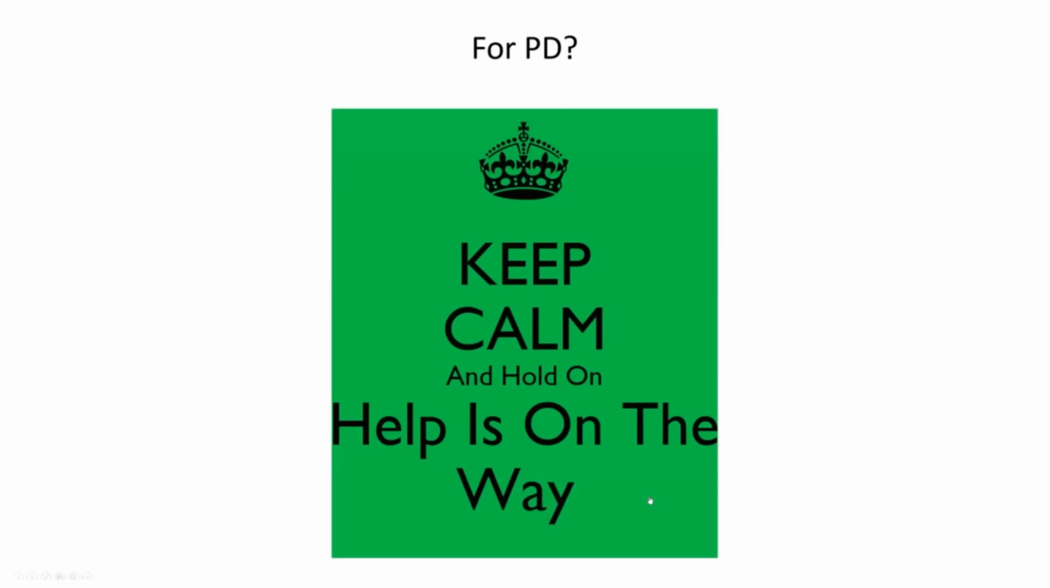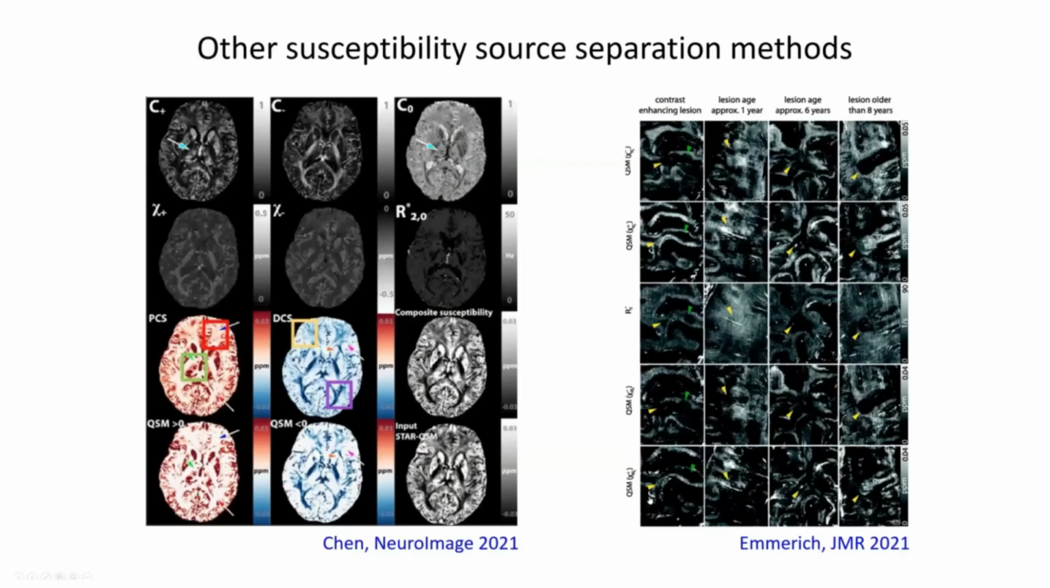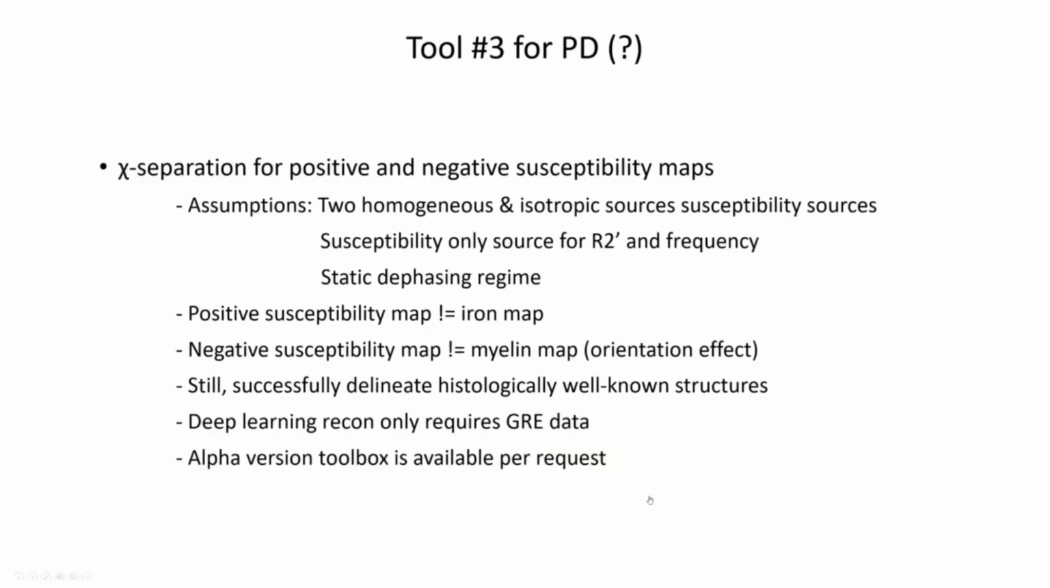For Parkinson's disease, we are still doing the research on the clinical evaluation of this chi separation. So it is on the way. So stay tuned for the result. We are not the only group doing this chi separation or susceptibility source separation. There are more papers coming up from different groups, and we are very excited to see our results as well as their results.